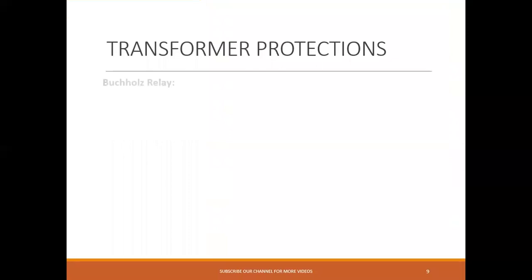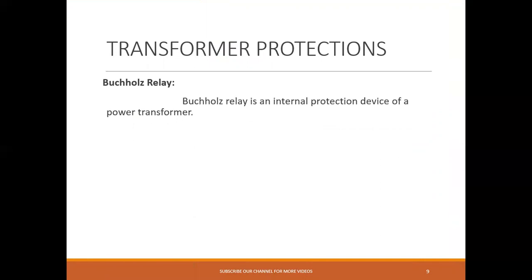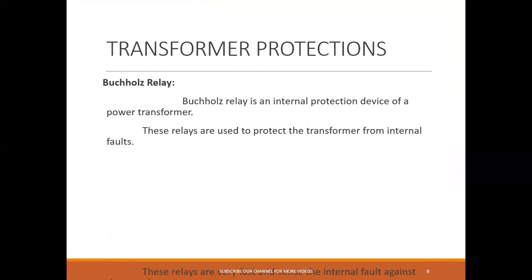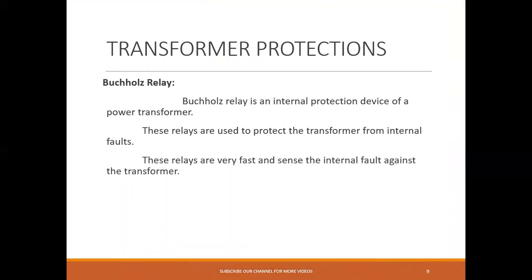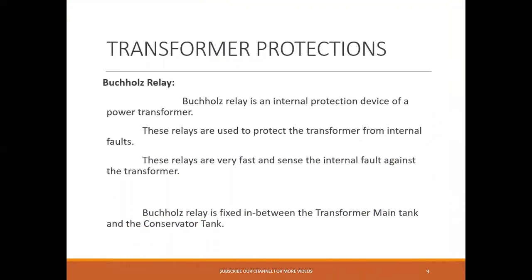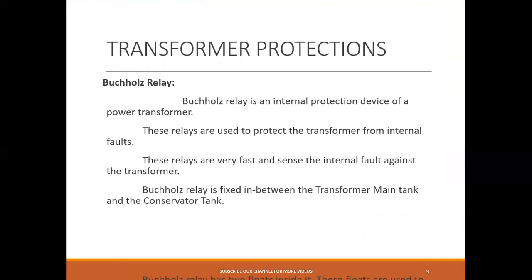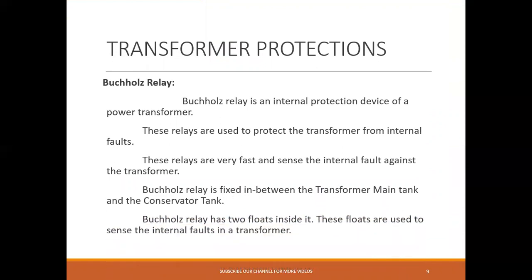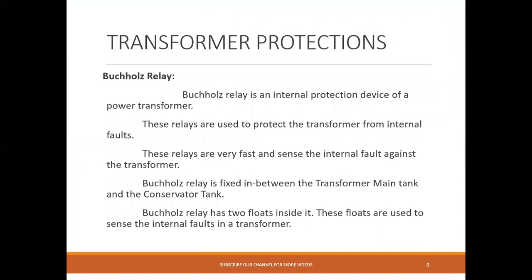The next point in transformer protection is the Buchholz relay. The Buchholz relay is an internal protection device of a power transformer. These relays are used to protect the transformer from internal faults. These relays are very fast and sense internal faults in the transformer. The Buchholz relay is fixed between the transformer main tank and the conservator tank. The Buchholz relay has two floats inside it. These floats are used to sense the internal faults in a transformer.